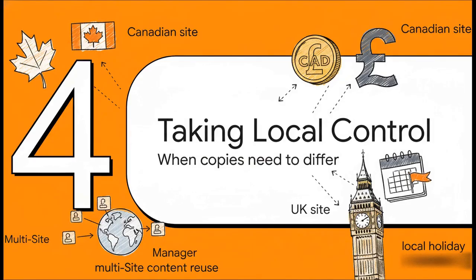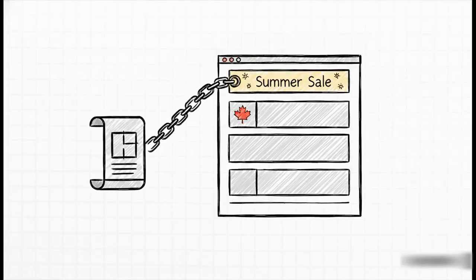Okay, so syncing is great, consistency is great, but let's be real. You don't always want everything to be an exact clone, right? What happens when your Canadian site needs to talk about Canadian dollars? Or your UK site needs a banner for a bank holiday? Well, this is where MSM really shines. It's built for exactly this kind of local control. So let's take a look.